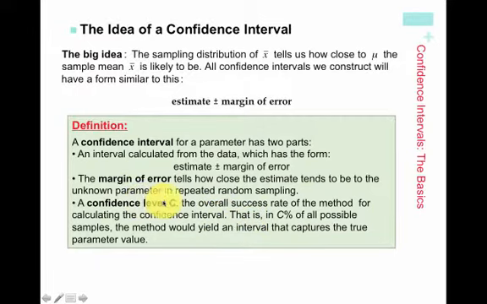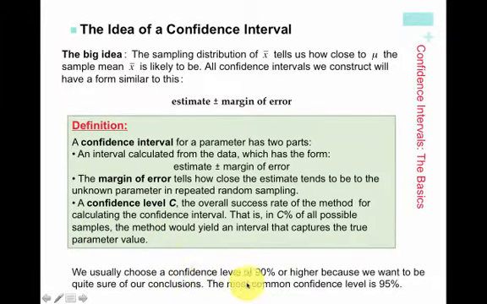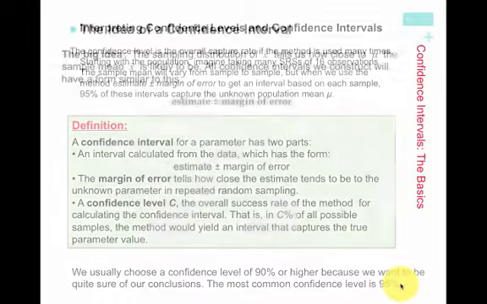The confidence level, C, is a percentage. The confidence level in the previous problem was 95%. That is, in 95% of all possible samples, that method would yield an interval that captures the true mean parameter value. That wording is going to be very familiar to us. And we always want to choose a confidence level of 90% or higher because we want to be pretty sure of our conclusions. The most common confidence level is 95%.